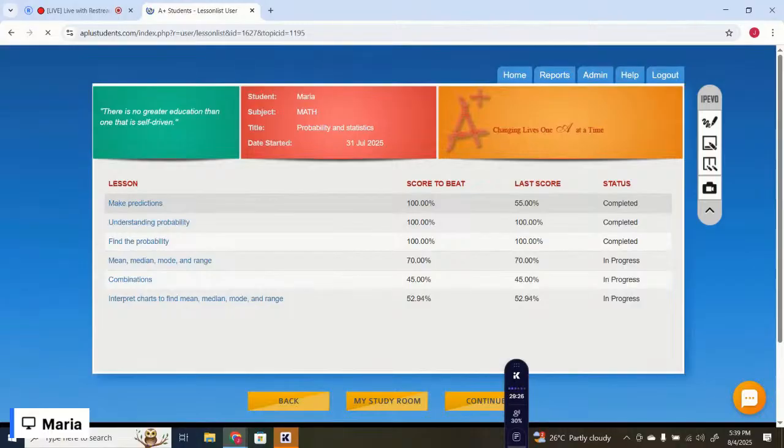So we were working on grade 4 math. The chapter we were working on is probability and statistics. The lessons we have covered today are mean, median, mode, and range, combinations, and interpret charts to find mean, median, mode, and range. So please make sure before the next session you complete all the practice questions for the lessons we just did. That is your homework until next session.